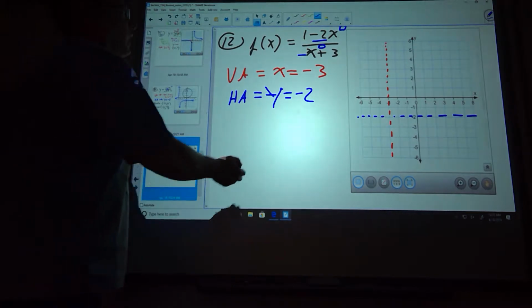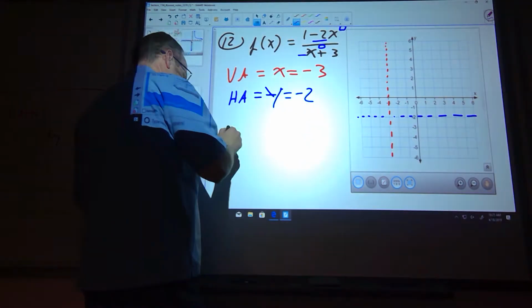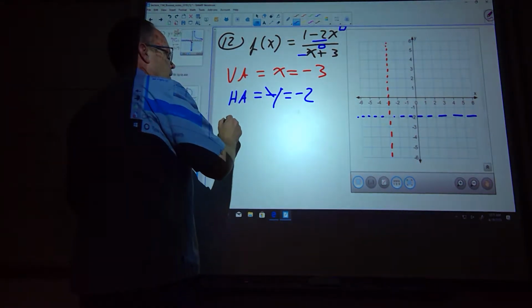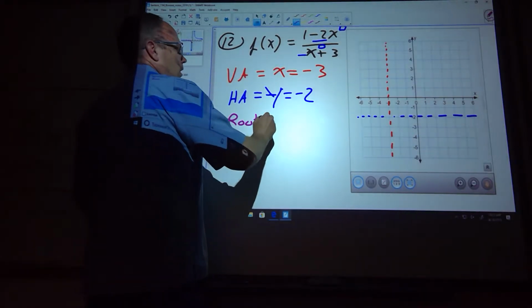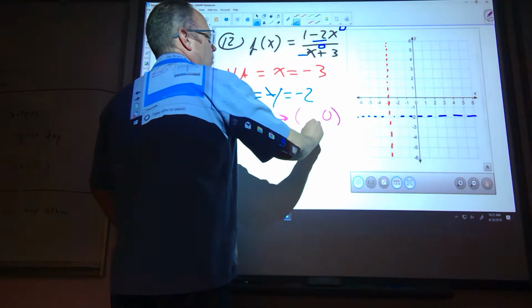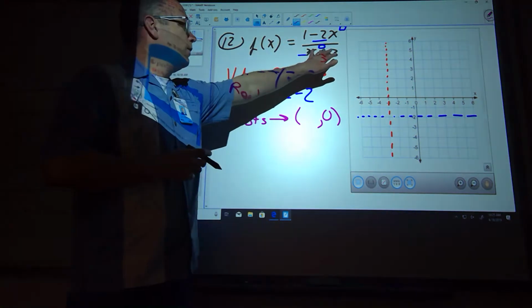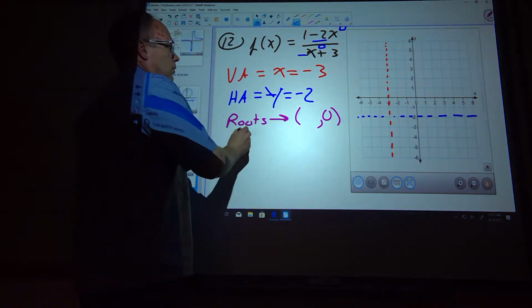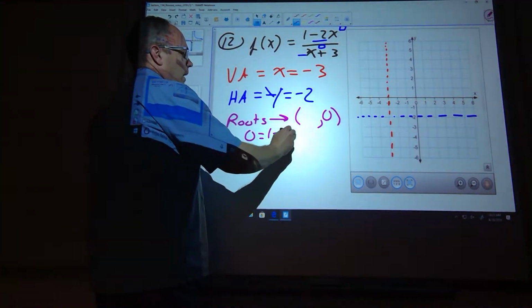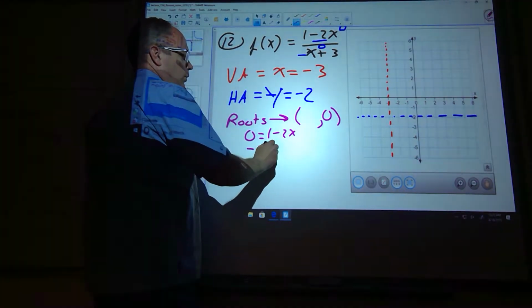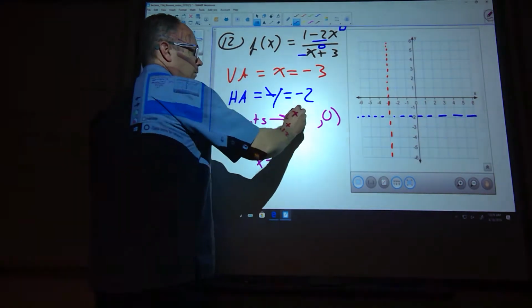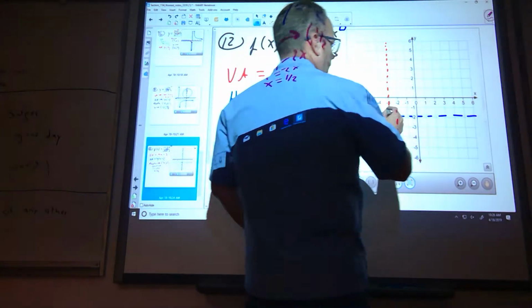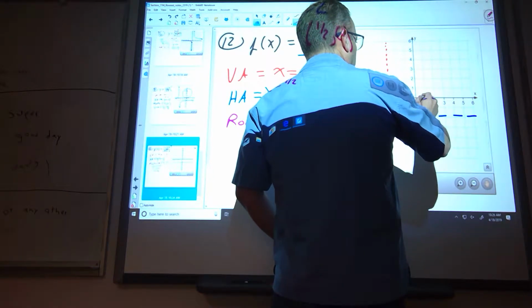And then let's just figure out some points. So where it crosses our roots, I'm going to plug 0 in for my y value. So if I move this over, it becomes 0, so I get 0 equals 1 minus 2x, so -1 equals 2x, -2x, so x equals half. So I get half comma right there.